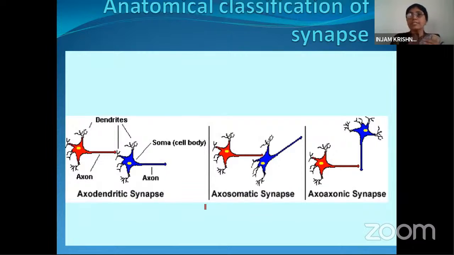Now, synapses form in between which two areas? According to the place of formation of the synapse, we classify them. This is called the anatomical classification of a synapse. If a synapse forms between dendrite and axon, it is an axodendritic synapse. If it is axon and soma, meaning cell body, it is an axosomatic synapse. If the synapse is formed between axon and axon, it is an axo-axonic synapse.